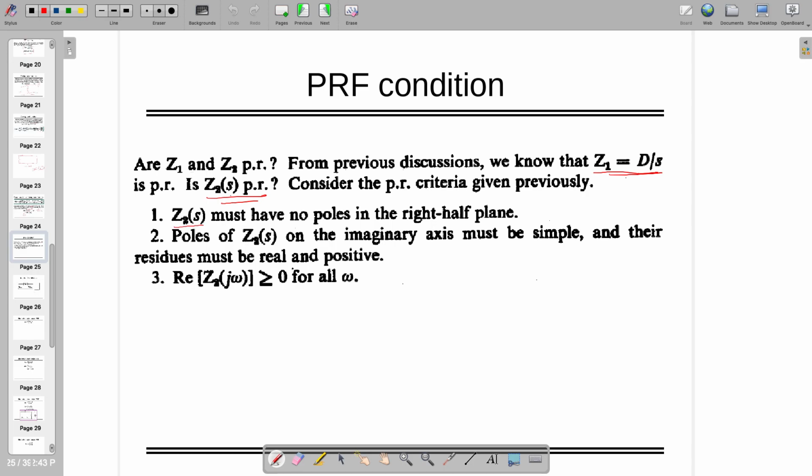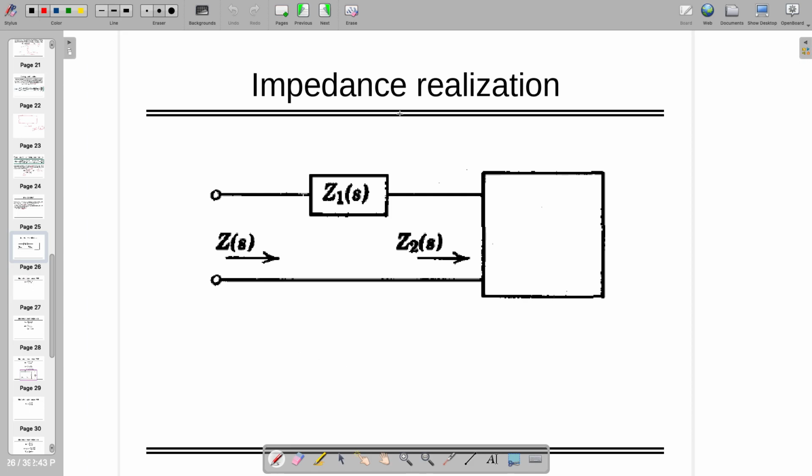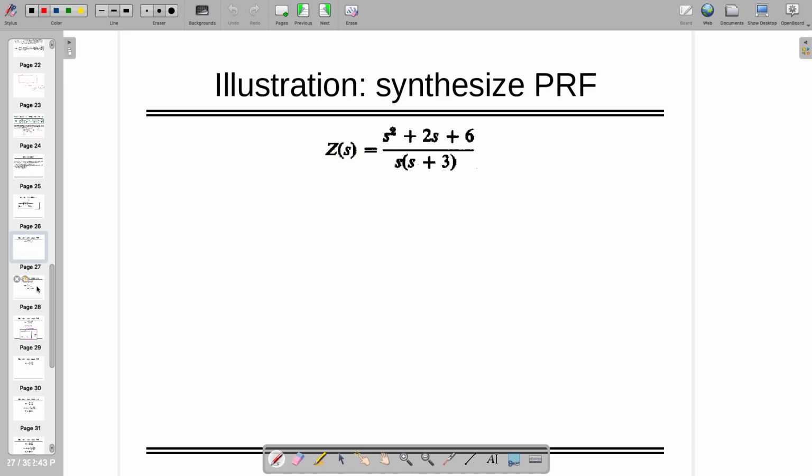So Z of s must have no poles in the right half plane, and poles on the imaginary axis must be real and positive, and the real part is greater than or equal to 0. This is what is happening here. And you can draw the impedance realization using two things. Z1 of s is equal to d by s, and the other one is resistance. Okay, so let's go to the real problem.